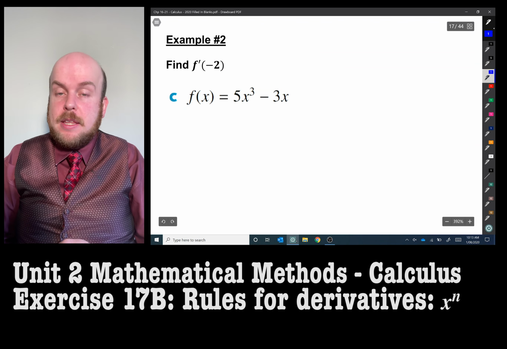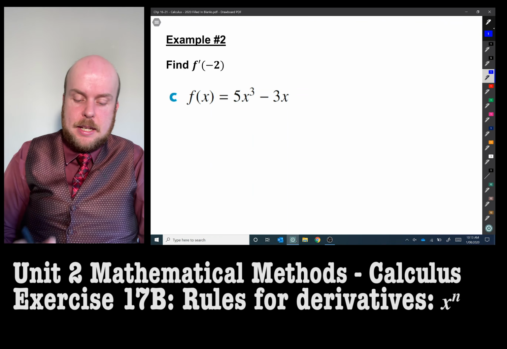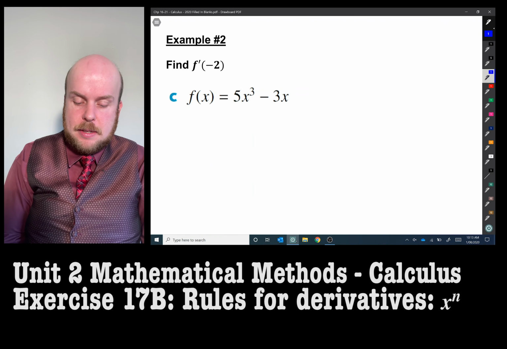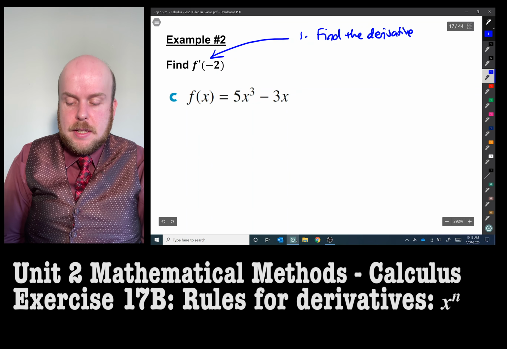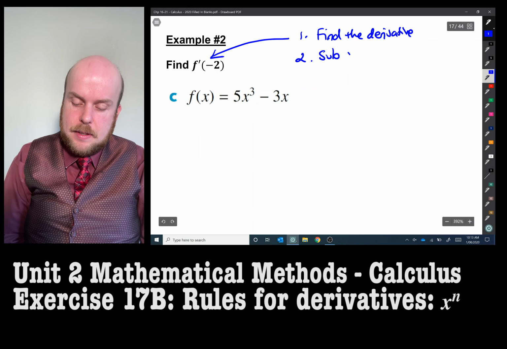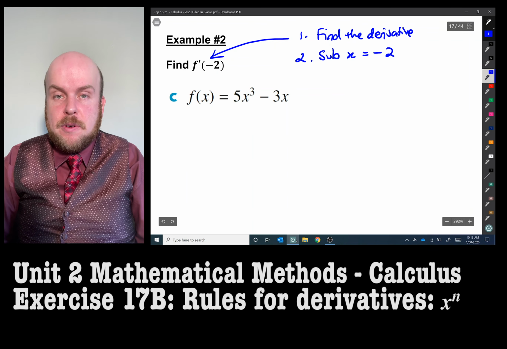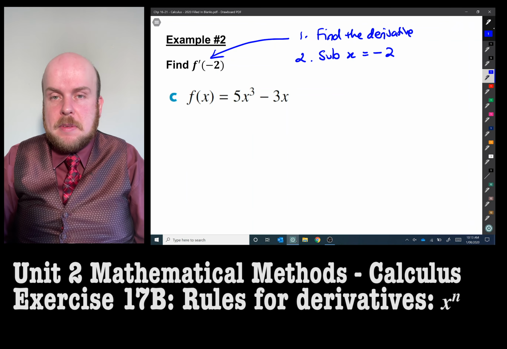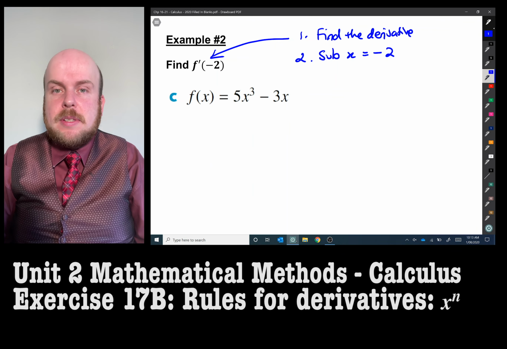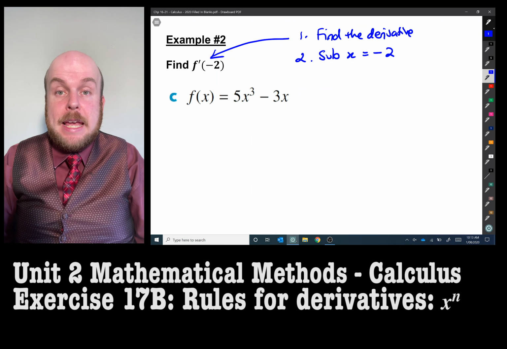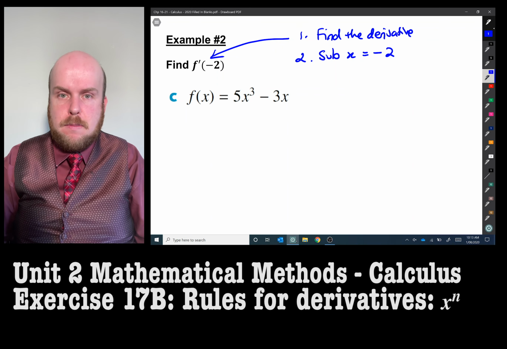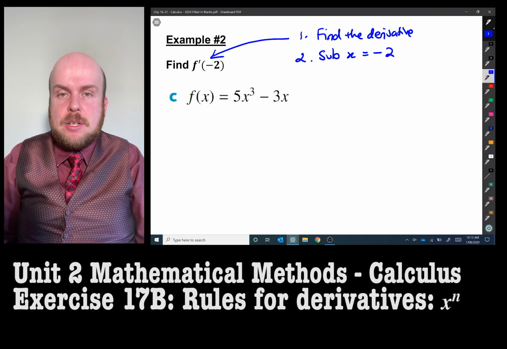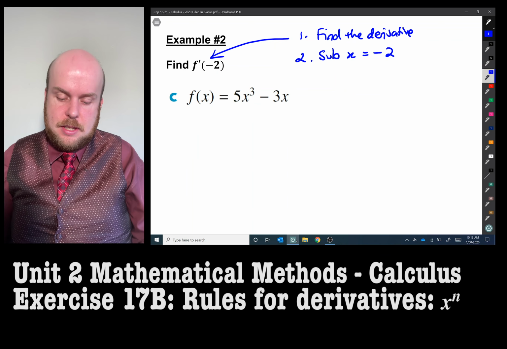Example 2, find the derivative when x is equal to negative 2. So when you see something like this, it's 2 steps. Find the derivative. Then the second step is substitute x for whatever number's inside, in this case negative 2. The rookie mistake a lot of people make is they do the substitution first. Don't do that. Find the derivative first, then do the substitution.